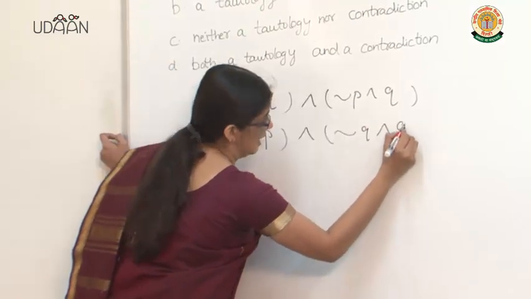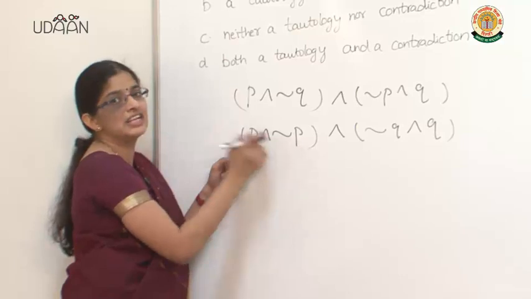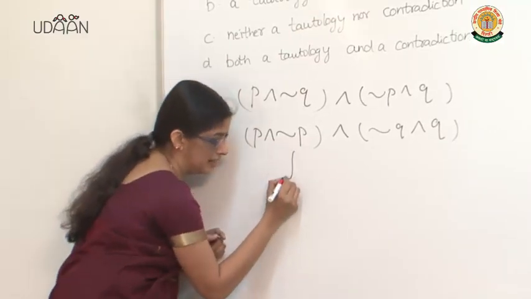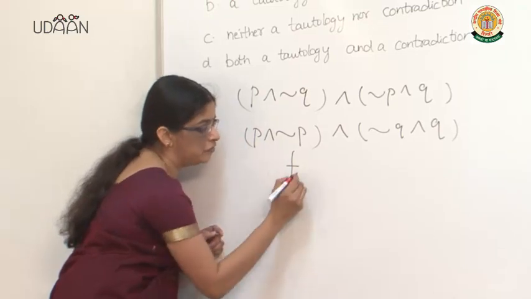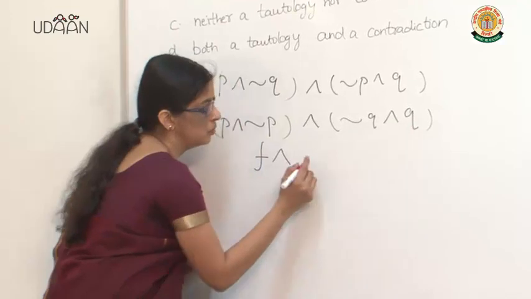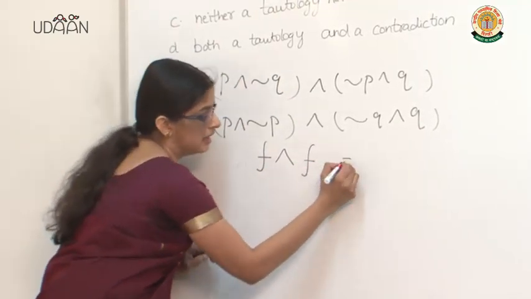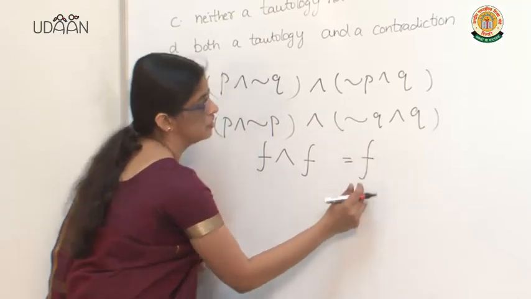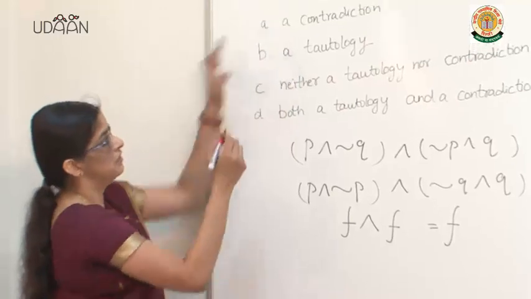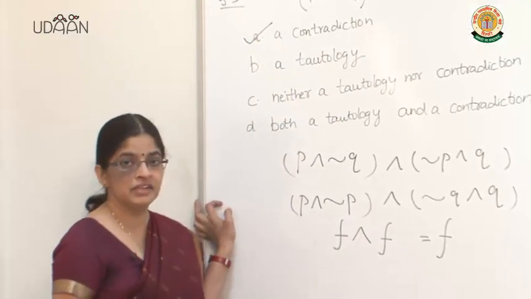of Q and Q. Now can you tell what P and negation of P is? P and negation of P is a fallacy. I denote it by F, and again negation of Q and Q is a fallacy. F and F is F, which is a fallacy or a contradiction. See which option is matching? Option A. Is it clear?